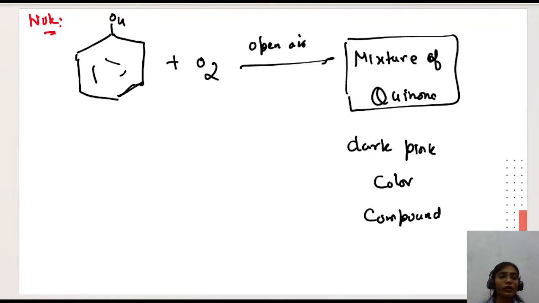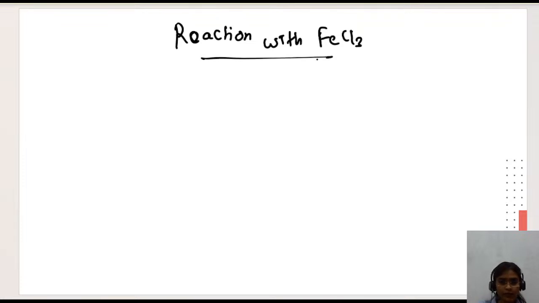Like the iodoform test and Tollens' reagent, there is one famous test for phenol. What is the name of the test? The reaction with FeCl3. If you want to check the presence of phenol, phenol and alcohol are different functional groups, so only phenol gives a positive test with FeCl3. For different kinds of phenol, we get different colors as well. The complex is what's important.